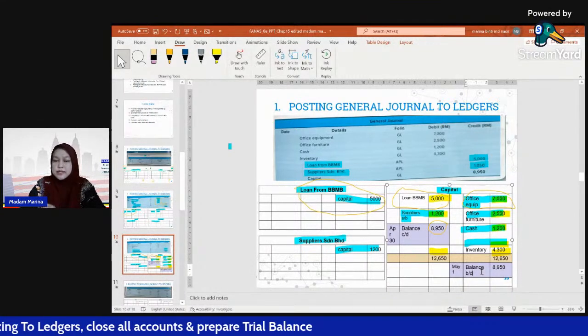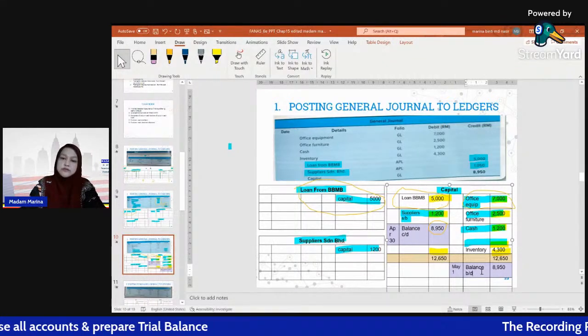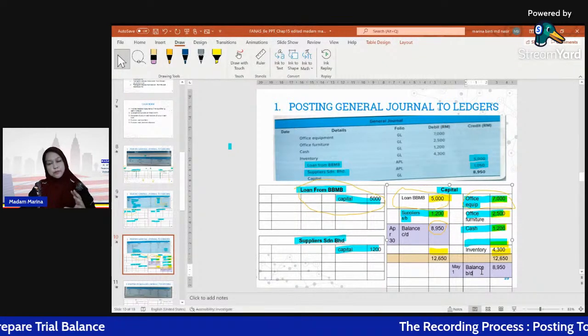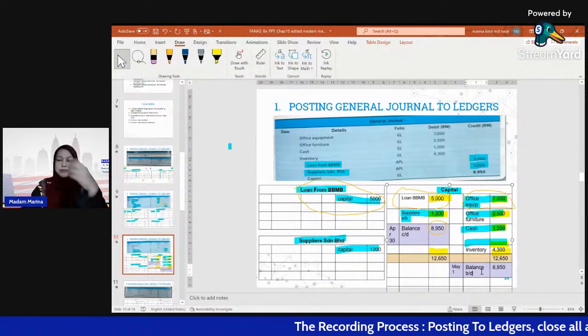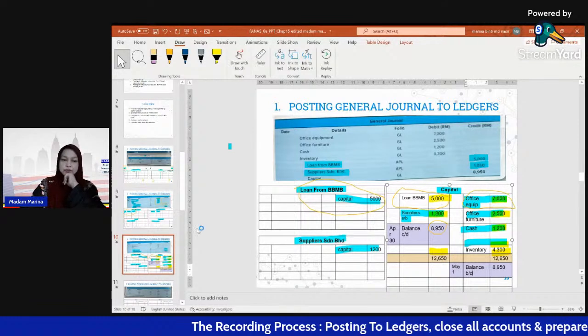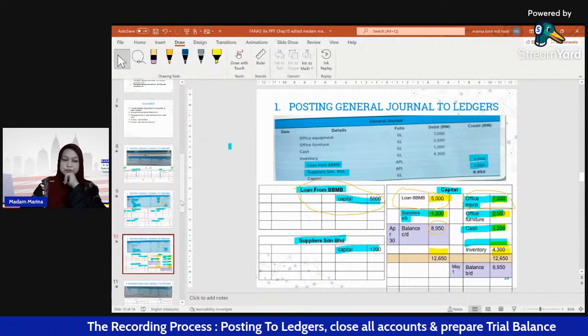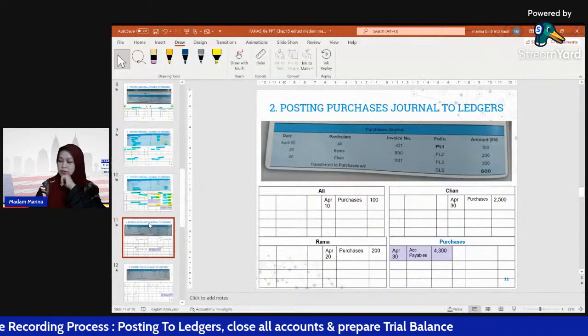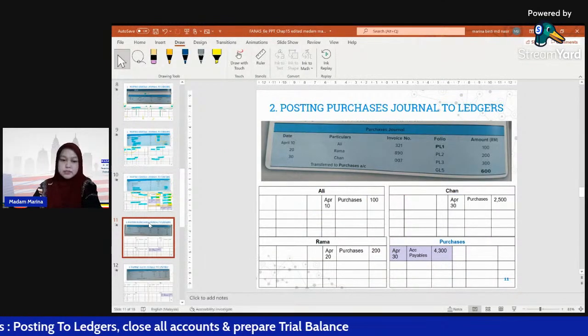All debit and credit side we have to post in the ledger. For complete the journal, for complete the debit and credit or the double entry procedure. Okay, next.